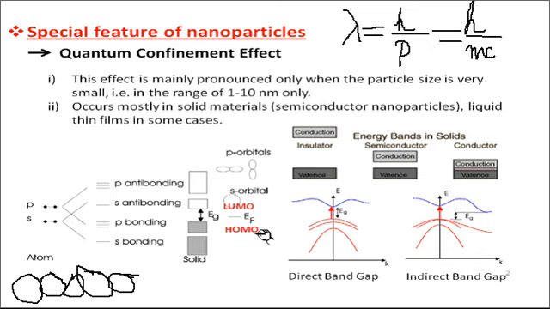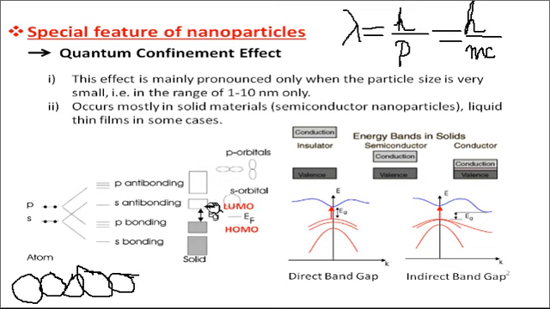And just above that energy level is the lowest unoccupied molecular orbital, or you can say the LUMO. In a simple way, this particular band, this dark one, formed from the highest occupied molecular orbital is actually the valence band. And the band formed from the lowest unoccupied molecular orbital is the conduction band.